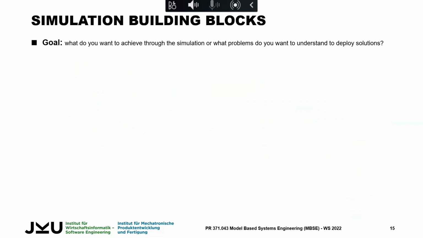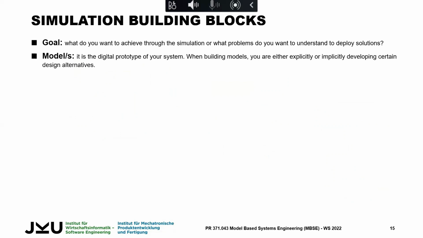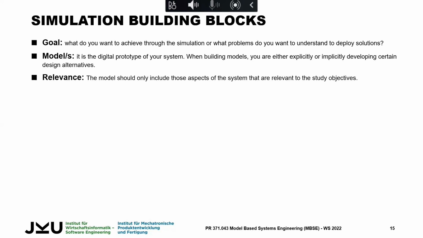So we can go to the next one, simulation building blocks. This is very important. When we want to run a simulation, we have to set a goal. Then we need to create the model, as I have told you, the right models. Then we have to find out the relevance, define the boundary, and then we can run the simulation and get the result.